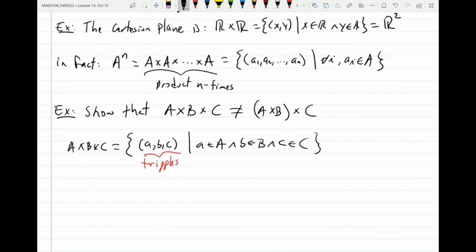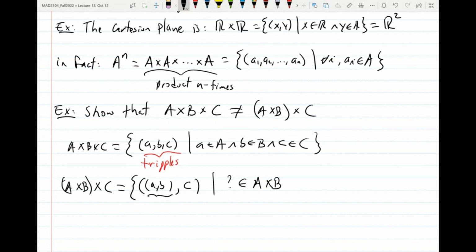Now, how do the elements in the other set look like? So (A cross B) cross C. How do elements here look like? They are pairs. They are ordered pairs, right? Remember, the first entry has to be an element in A cross B, right? So how does it look like? It's an ordered pair. So that first entry is (a, b), yes? And then the second element has to be in C. So (a, b) is in A cross B and c is in capital C.